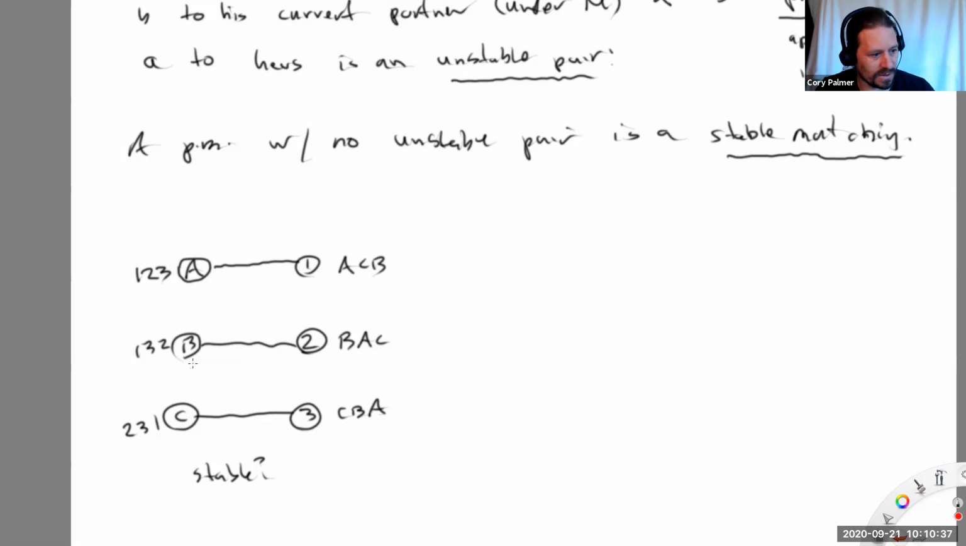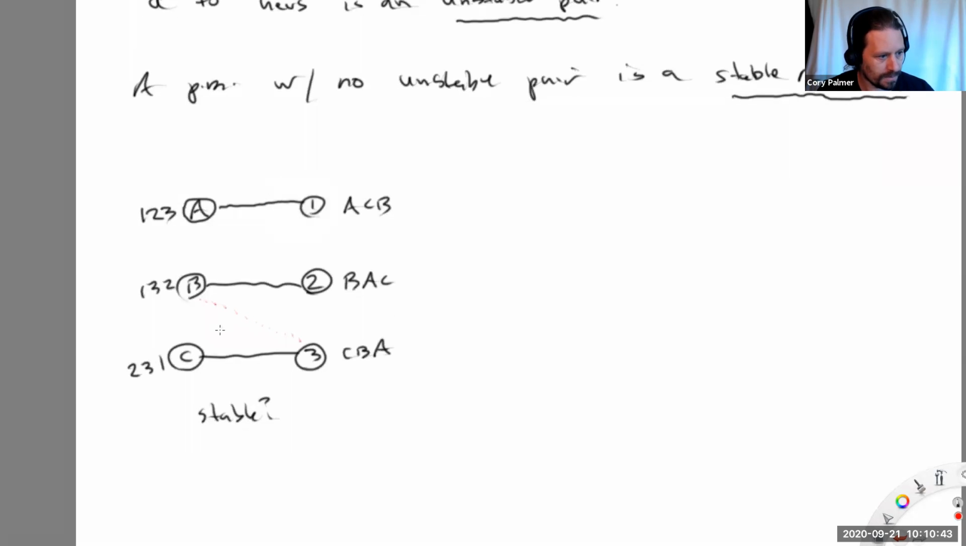So let's check, for instance, B and 3. Would B ever trade for 3? So B actually would prefer to be with 3. Everybody see that? 3 is higher on B's list than 2 is. But 3 is matched with her highest ranked person, right? Or at least what's important is she's matched with someone higher than B. So B would like to trade to marry 3, but 3 wouldn't. So that pair is not unstable, so it's not a problem.